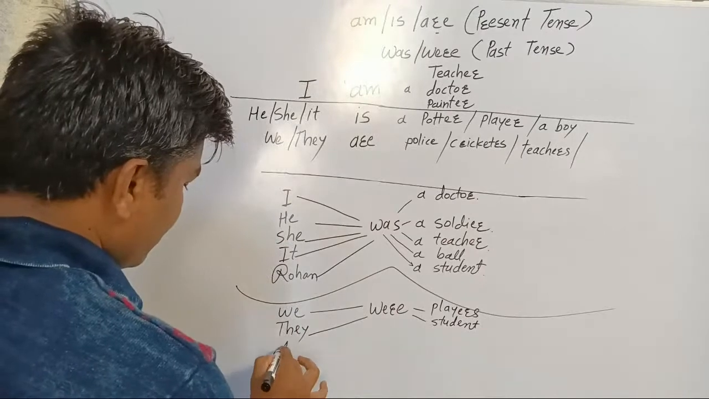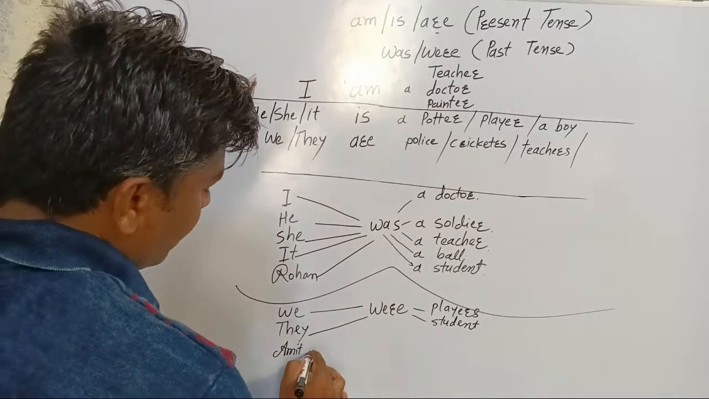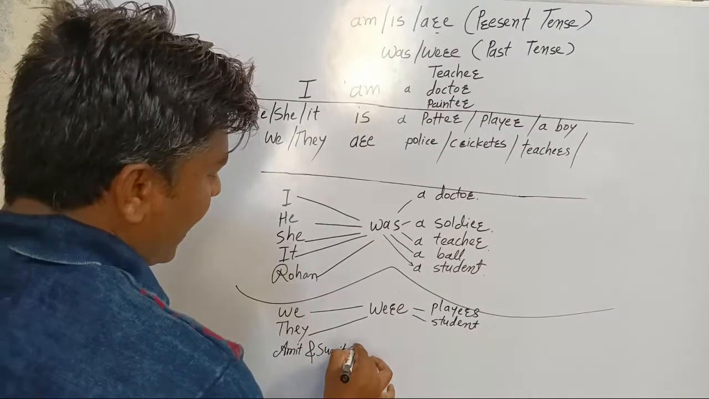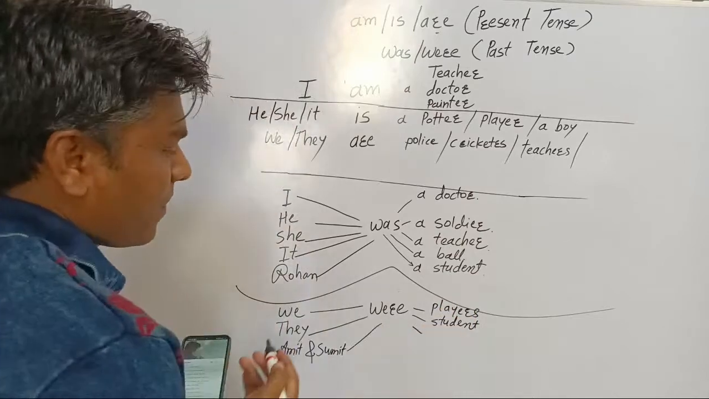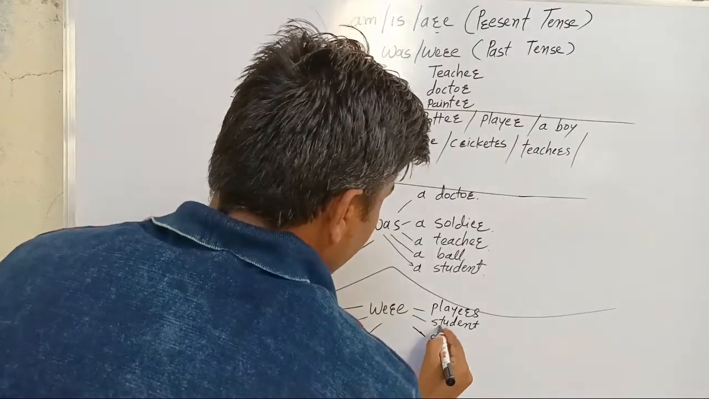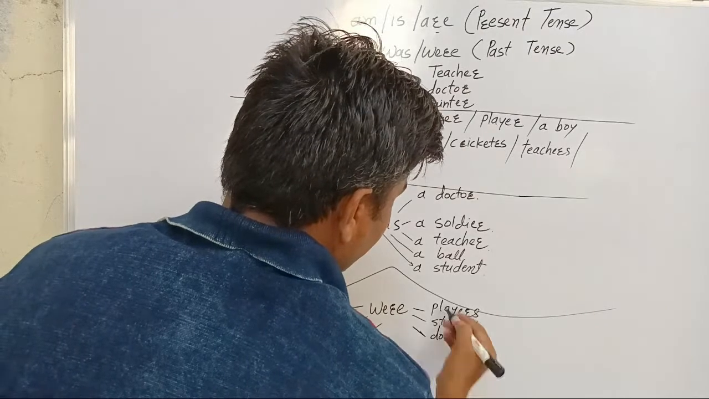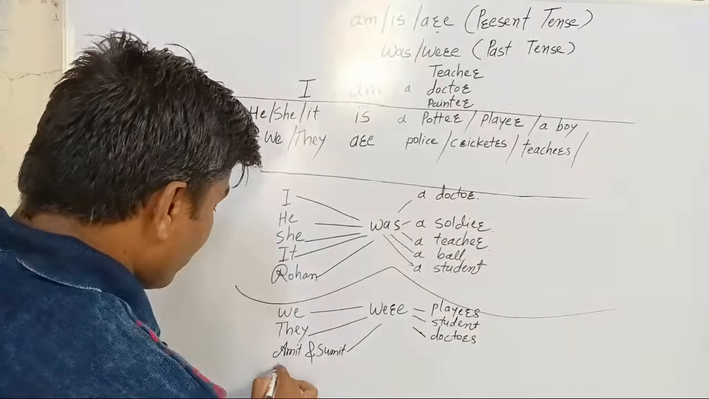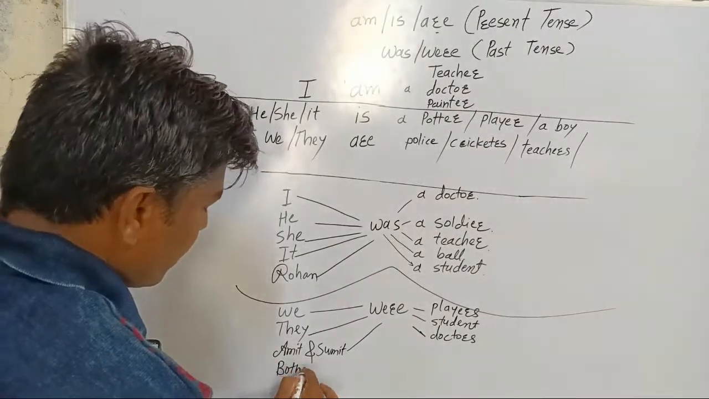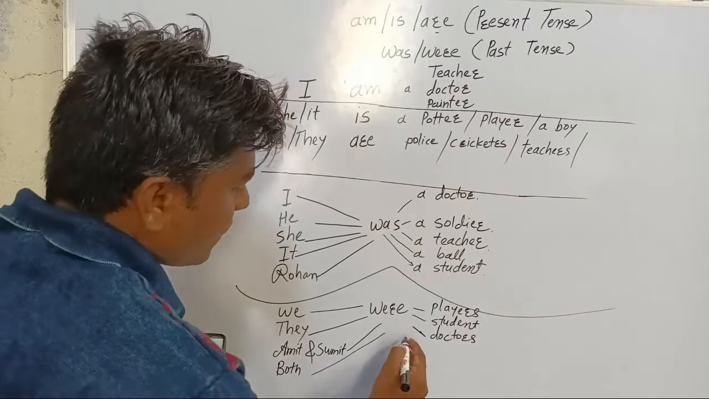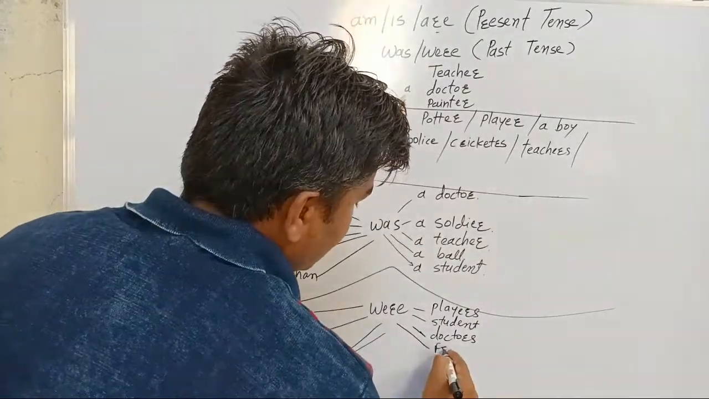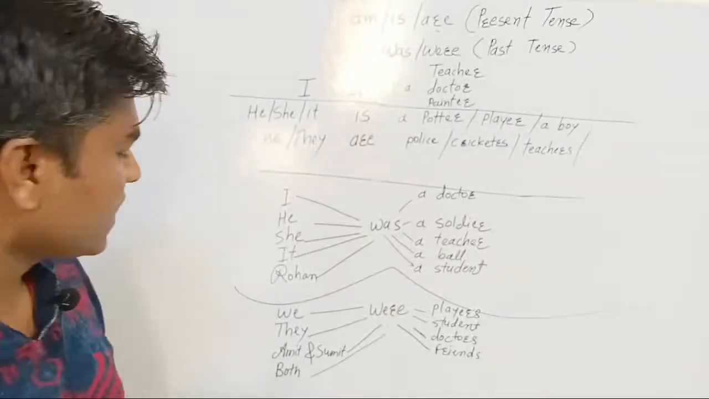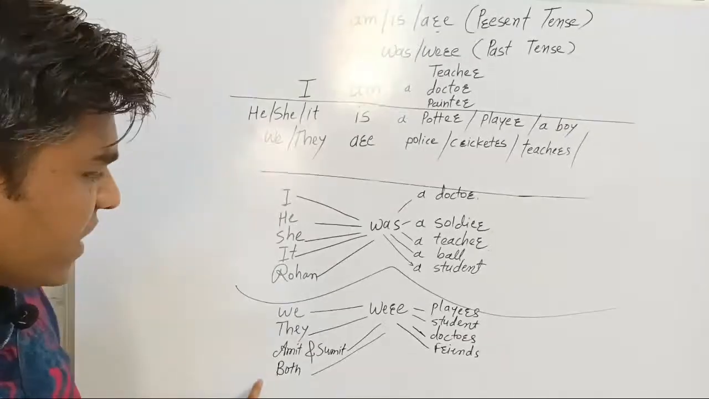Amit and Sumit. Amit and Sumit were doctors. Okay. Both we can write here. Both were friends. Now, friends, here are the plural subjects.